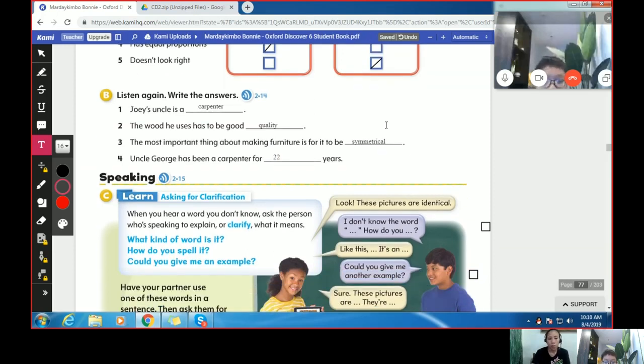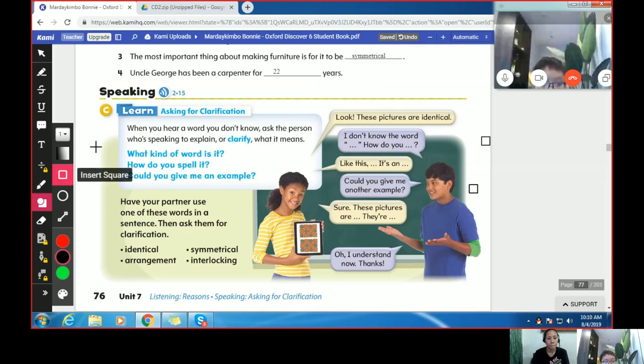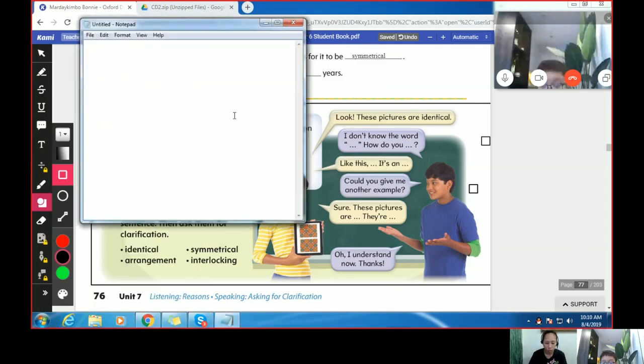So let's now move to speaking. I would like us to use these phrases to ask for clarifications. Yes. Please read. When asking for clarification... Clarification. Okay, let me help you. Clarification. Okay, sorry, hold on. Let me just get a notepad and let's do it.